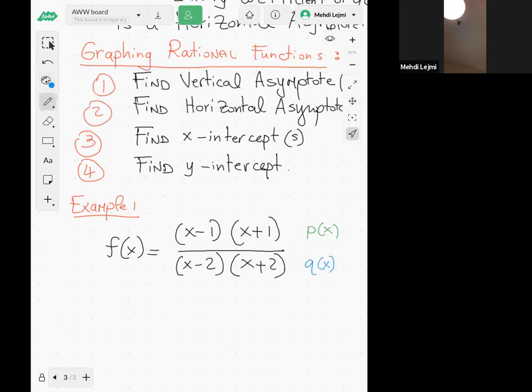All right. So this is a rational function because, of course, p is a polynomial. If you multiply x minus 1 by x plus 1, obviously you're going to have a polynomial. Same thing for q. If you multiply x minus 2 by x plus 2, you're going to have just a combination of powers of x. So that's also a polynomial. So my f of x here is a rational function.